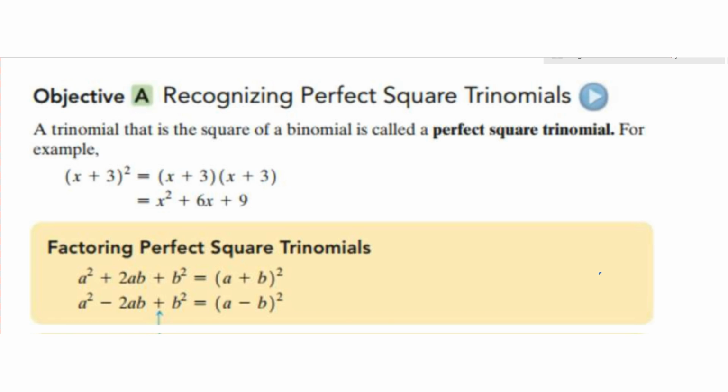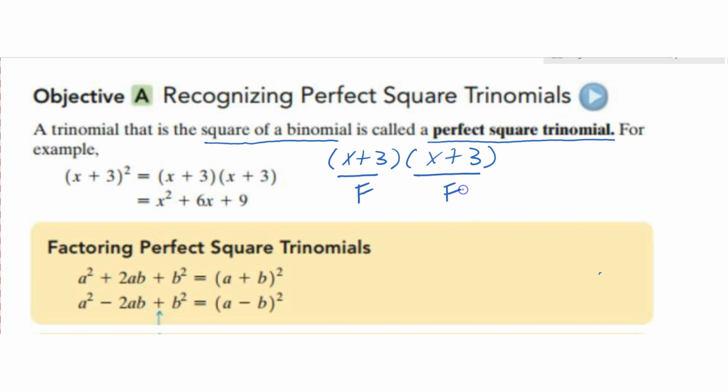What I want to do is discuss perfect square trinomials. A trinomial that has a square of a binomial is called a perfect square trinomial. For example, we have x plus 3 times x plus 3. This is the same, and this is the same.